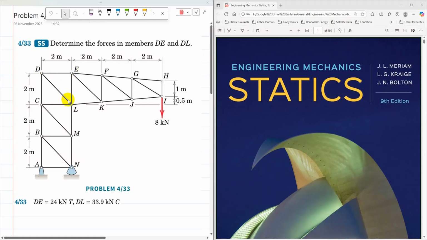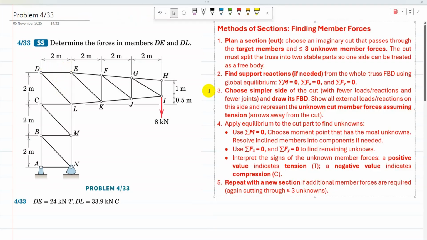As member forces in two members are required, the best option to analyze this truss is using the method of sections. So I'm going to use the method of sections to find DE and DL.